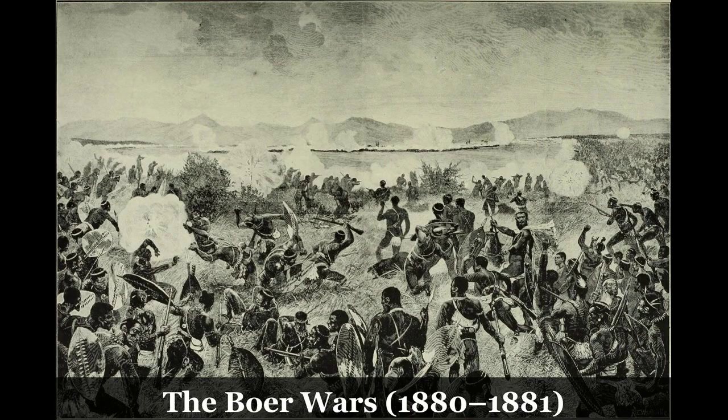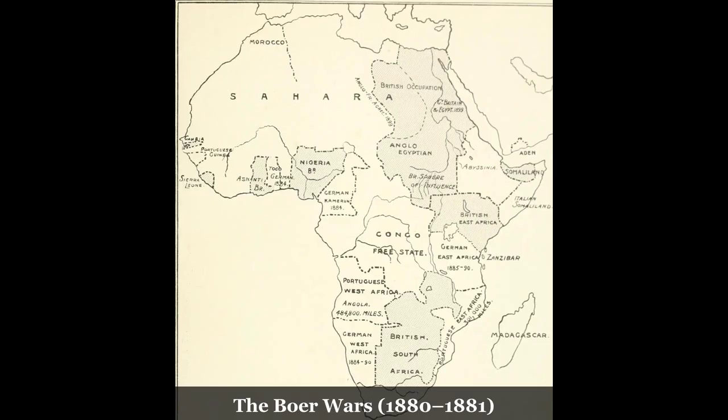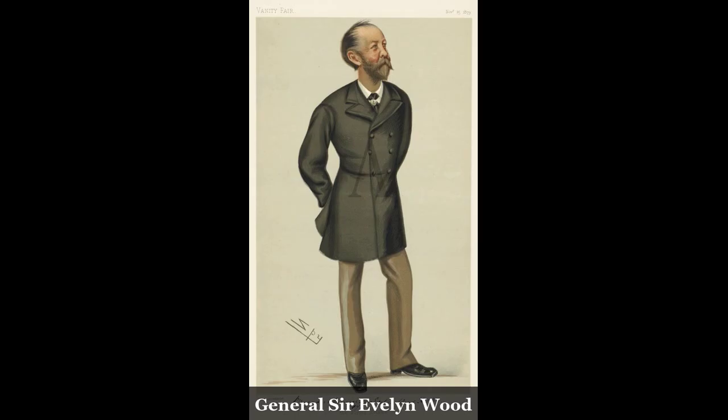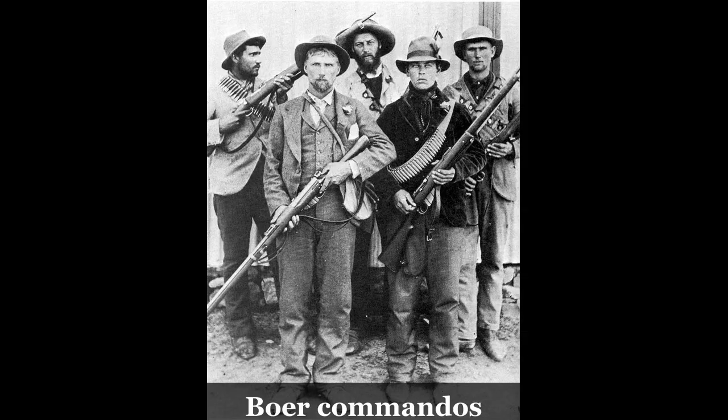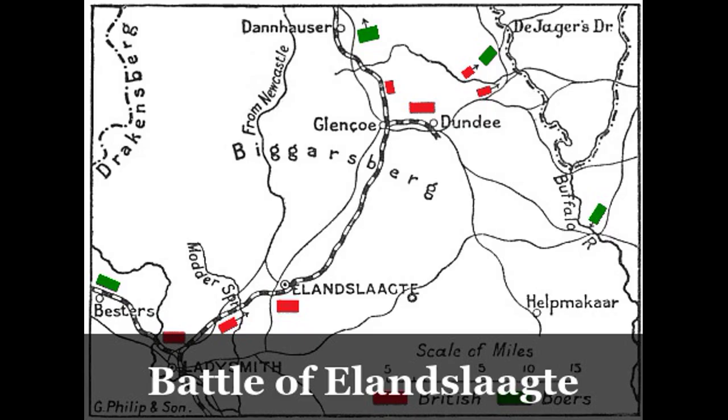Despite their bravery and cunning, the Boers were ultimately outnumbered and outgunned. On February 27, 1881, a large British force, led by General Sir Evelyn Wood, defeated a group of Boer commandos at the Battle of Elandslaagte, killing or wounding over 50 Boers.